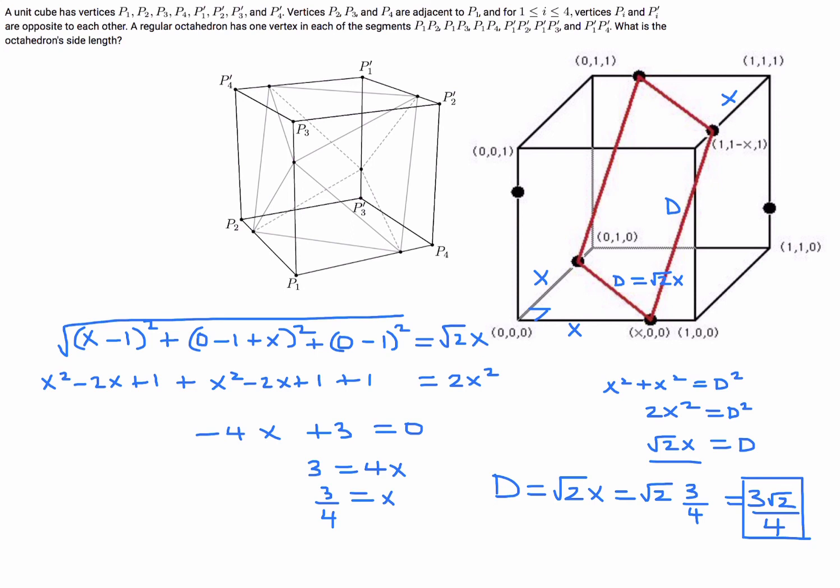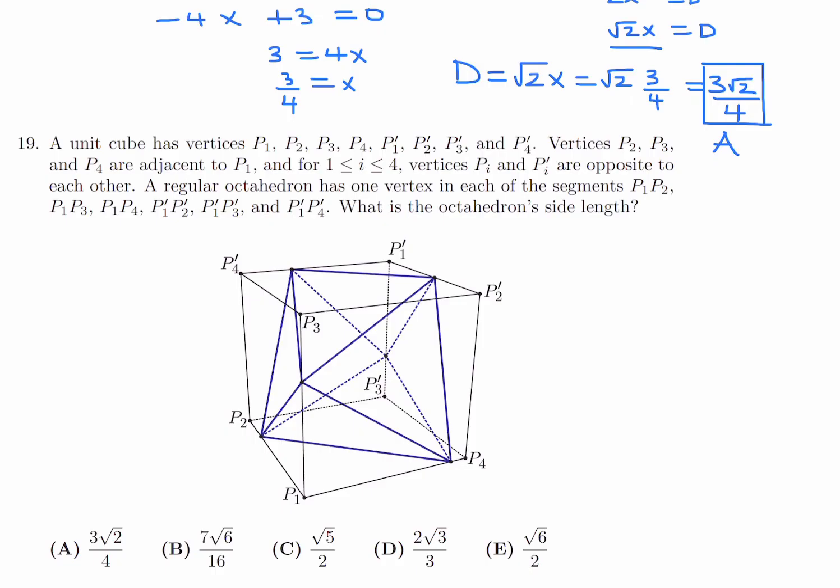The answer choices aren't shown here, but just for your sake, that was answer choice A. Here is that original question. The reason I didn't use this one diagram is because this diagram is a little misleading, in my opinion. But regardless, 3 root 2 over 4 is the correct answer for number 19.